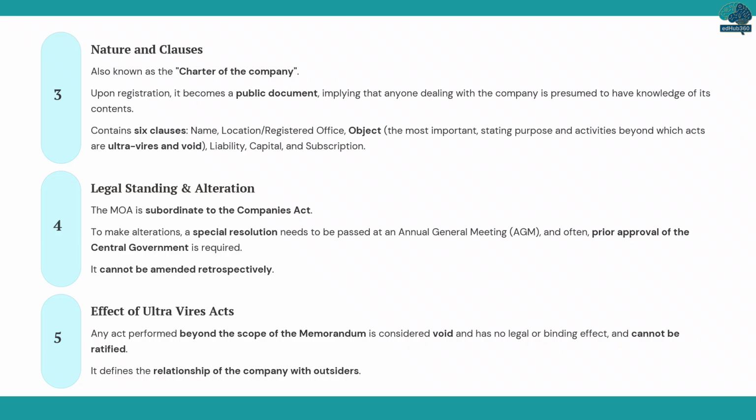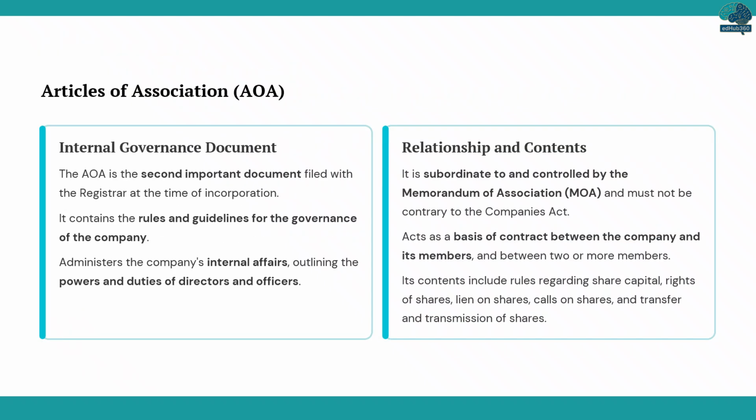Regarding acts performed beyond the scope of the memorandum, these are considered ultra vires acts. They are void, have no legal or binding effect, and cannot be ratified. In essence, the MOA defines the company's relationship with outsiders. Next, we have the Articles of Association, or AOA.